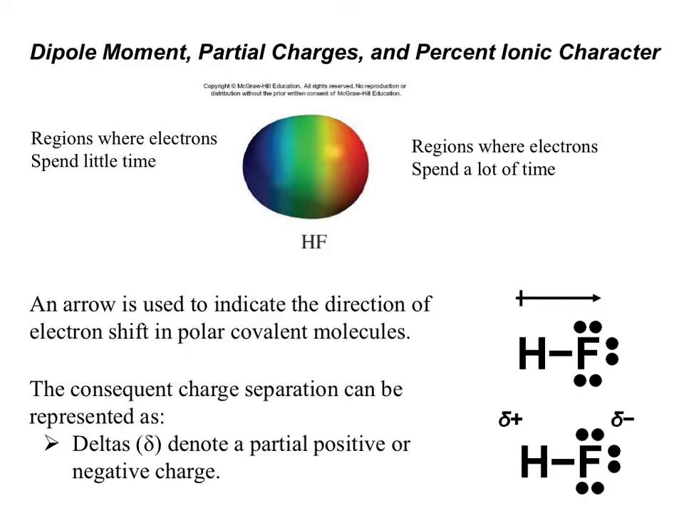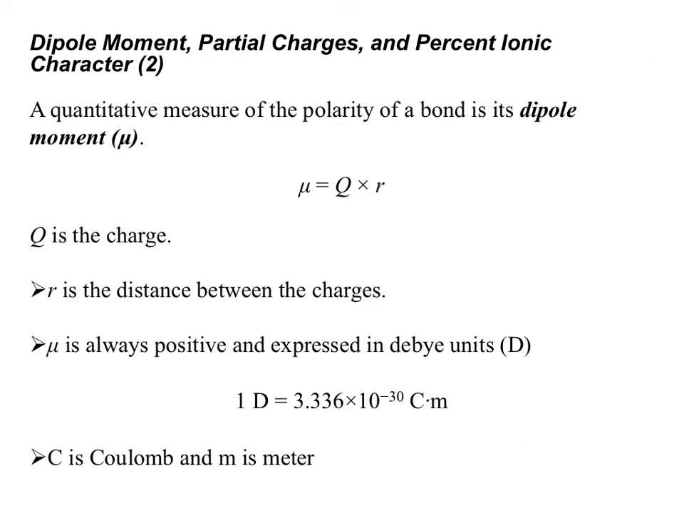The consequent charge separation can be represented as deltas to denote partial positive or negative charge. So because the electrons are flowing towards the fluorine, you should have partial negative charge on that side, because remember, electrons are negative. Whilst hydrogen, not having those electrons per se, will get a partial positive charge because of an absence of electrons. A quantitative measure of the polarity of a bond is its dipole moment, represented through the symbol mu. So mu equals Q, the charge, times R, the distance between the charges.